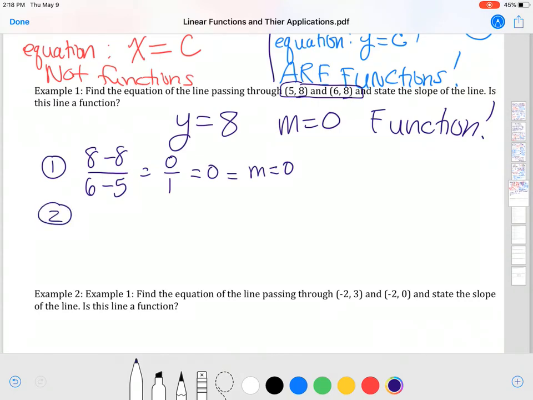So we're going to pick a point now. Let's pick (5, 8). It doesn't matter which one you pick. Just pick one of the points on the line. We'll call this x1, y1. Okay, I'm going to put this into my equation for step number 3. y minus 8 is equal to 0 times (x minus 5).